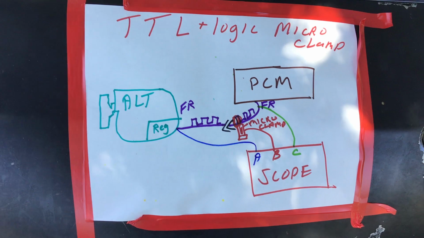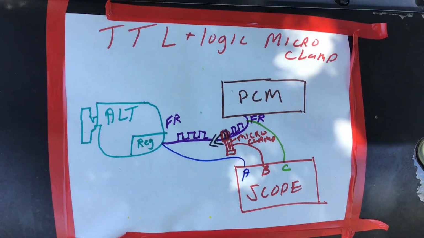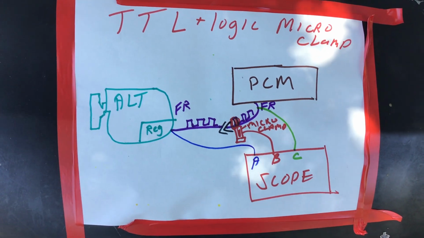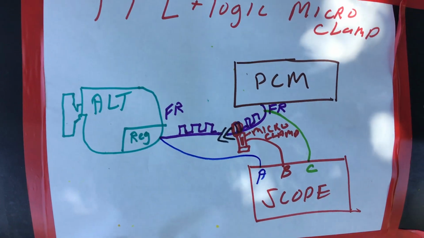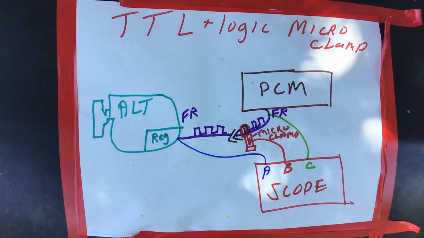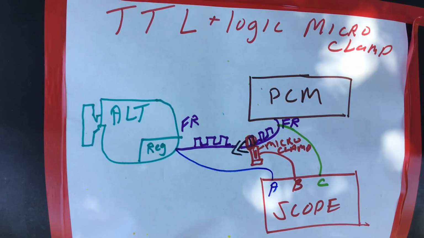This is going to be a quick video. Basically, we're just going to talk about TTL, transistor-to-transistor logic, and a micro clamp. We're just going to be looking at 3 channels. As you can see, as you zoom in on the schematic, you can take a snapshot of this. We have a channel A.